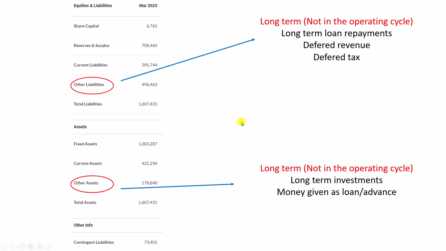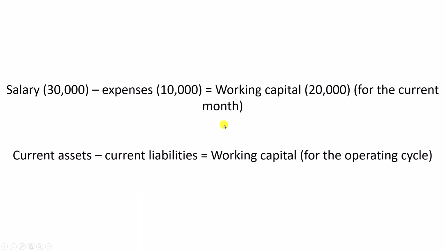Okay, now let us try to understand what an operating cycle is. To make you understand the concept, I will take a personal example of salary and expenses. Let us say that my salary is 30,000 rupees per month. This is what I'm getting from my company on the first of every month or in the first week of every month. So this is my asset. It may be a liability to the company, but do not worry about that. I'm taking my personal case. For me, this is an asset.